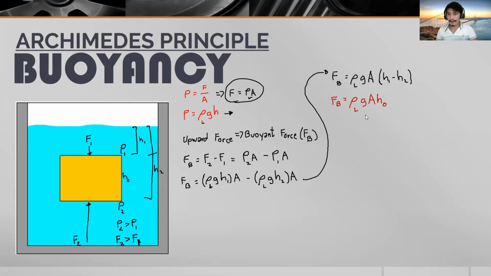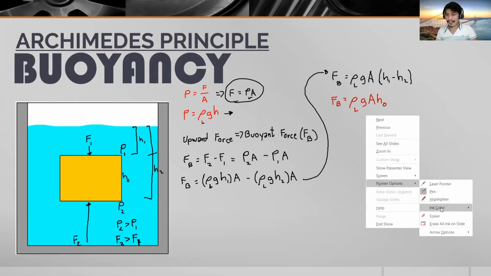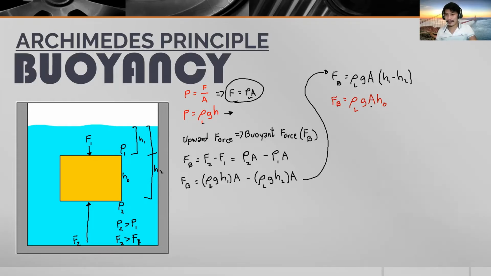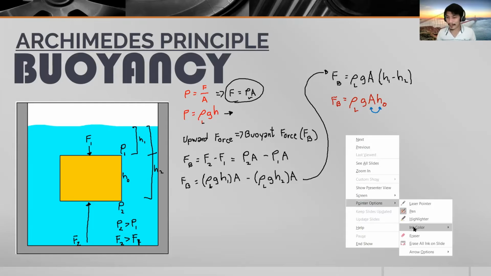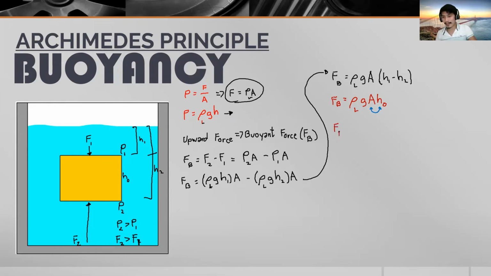Ayan. So liquid yan ha. This is height of the object. However, ano ba yung ibig sabihin ng area times height? Ano yung ibig sabihin ng area times height? Area times height is actually the volume. Tama no? That is actually the volume. So ibig sabihin our equation for buoyant force, the final equation will be the density of the liquid multiplied by the acceleration due to gravity multiplied by the volume of the object immersed. Okay? That's the volume of the object. Take note of that. That's the volume of the object immersed.